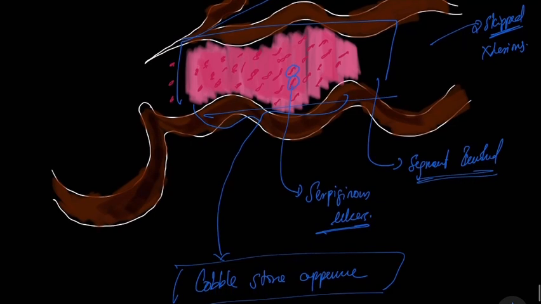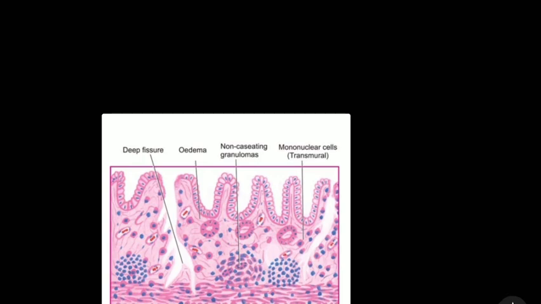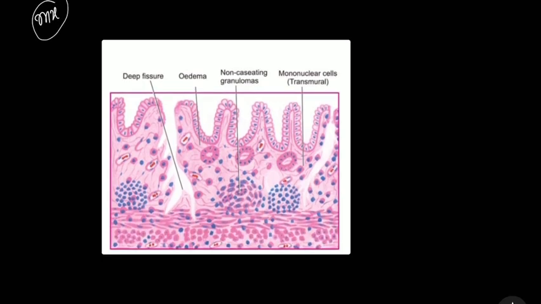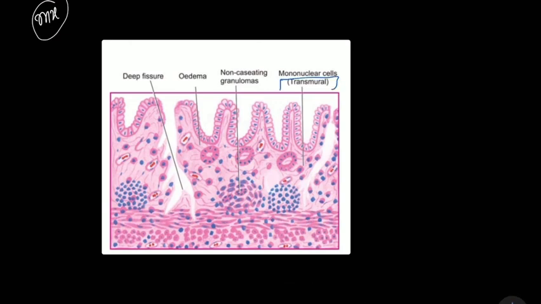Now we're done with the gross. Let's jump to the microscopy. Microscopy of your Crohn's disease. What do we see here? We see your transmural cells here. These transmural cells give rise to your transmural inflammation.